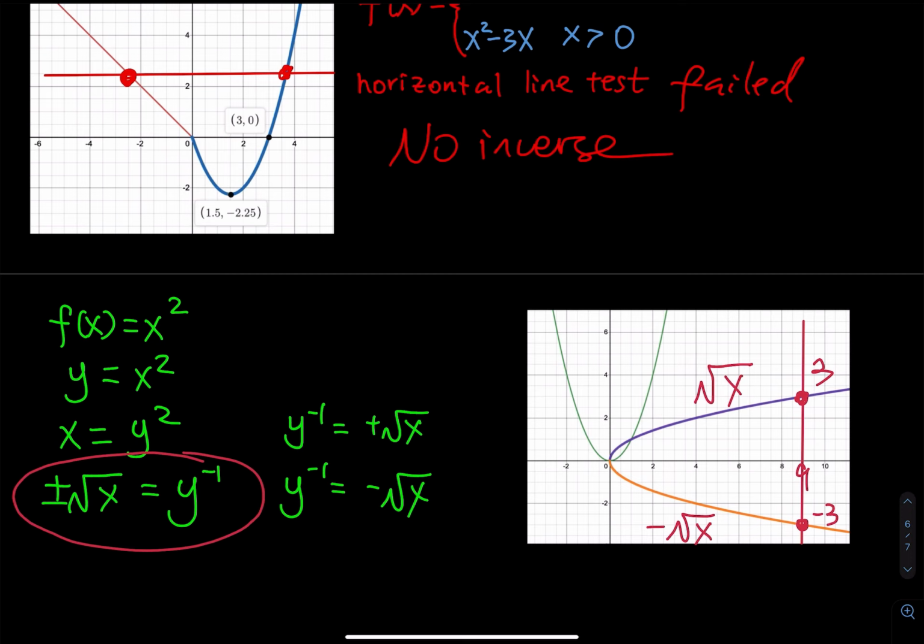A function must be 1 to 1. So this sideways parabola is not even a function. So that's why f of x equals x squared has no inverse. And in fact, if you apply the horizontal line test at the very beginning, it doesn't even pass the horizontal line test. So if it doesn't pass the horizontal line test, it won't pass the vertical line test.